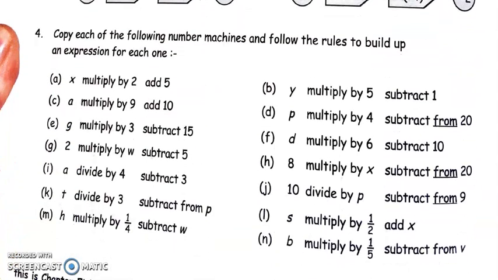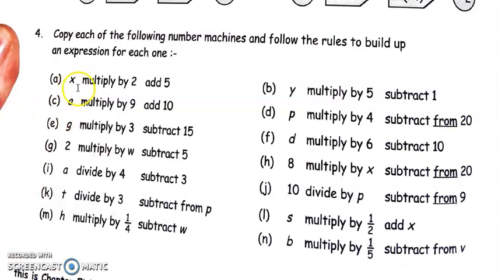Now, let's have a wee look at question 4. Now, this might be quite new to some of you, but just really read what the question's saying to you, okay? So it says copy each of the following number machines and follow the rules to build up an expression for each one. So let's look at A.